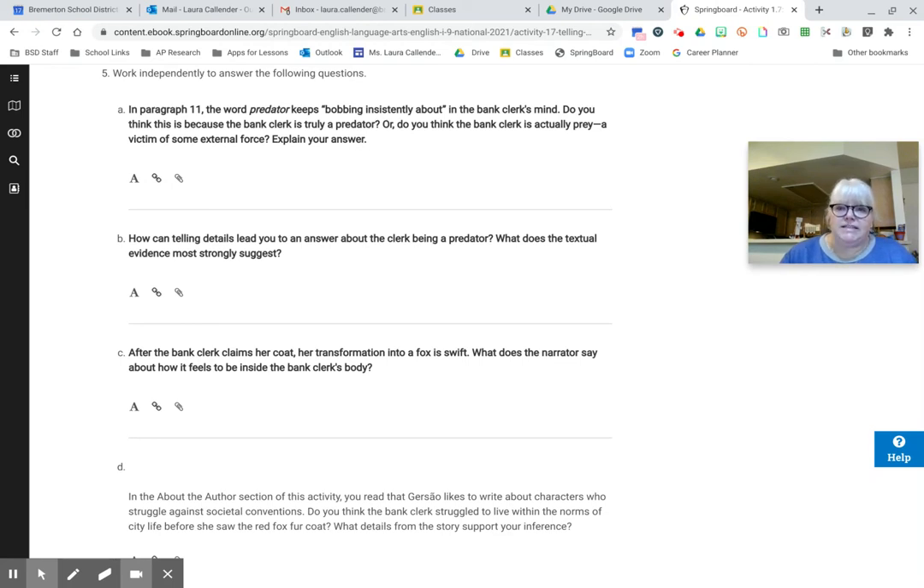5C is just a little bit different. It talks about how the end of the story moves very quickly. Once she gets the coat, her transformation is fast. And then I want you to talk about in 5C, what did the narrator say about how it feels to be inside the bank clerk's body? So go back to that point in the story, look for what she says, and examine this shift to now she's just not thinking as the bank clerk, she's thinking as something else. And so what does the narrator say there?